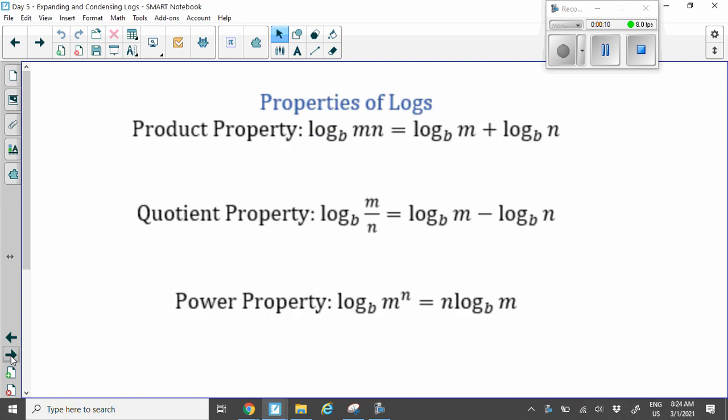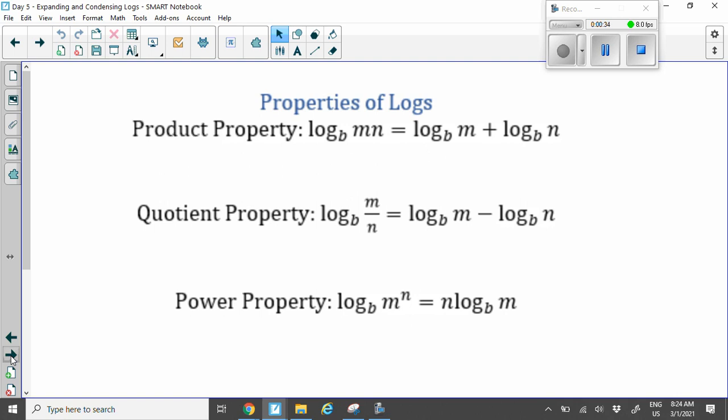So we have the product property, meaning that we have log base b of m times n. How we basically expand is that we will keep that log base b, and then we'll have it of m, and then plus log base b of n. And of course, we can do that vice versa, meaning that we can go from our expanded version and then condense it.